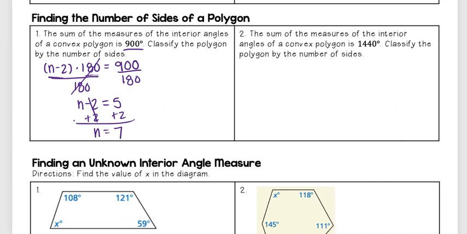Now I need to figure out the name for it. This is where your notes from the other day come in handy. You need that chart. If you look at that chart, a 7-sided shape is called a heptagon.